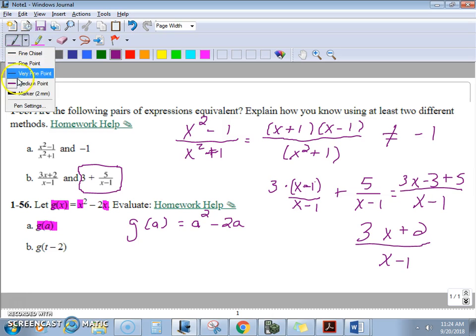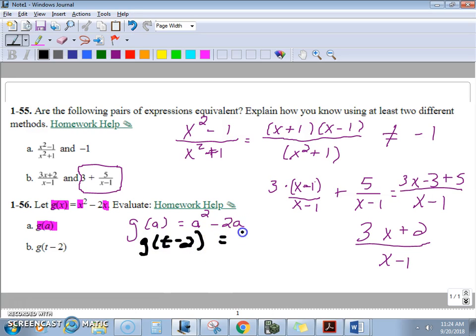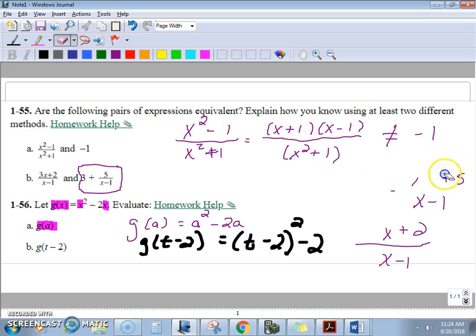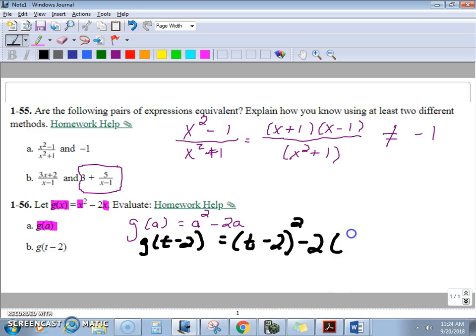I'm going to make this a little bit bigger. Okay. Now let's try g of t minus 2. This time, instead of x, I'm going to have t minus 2. So g of t minus 2 is equal to t minus 2 squared minus 2 times t minus 2. Now, it doesn't say to simplify it, so I'm just going to leave it like this.